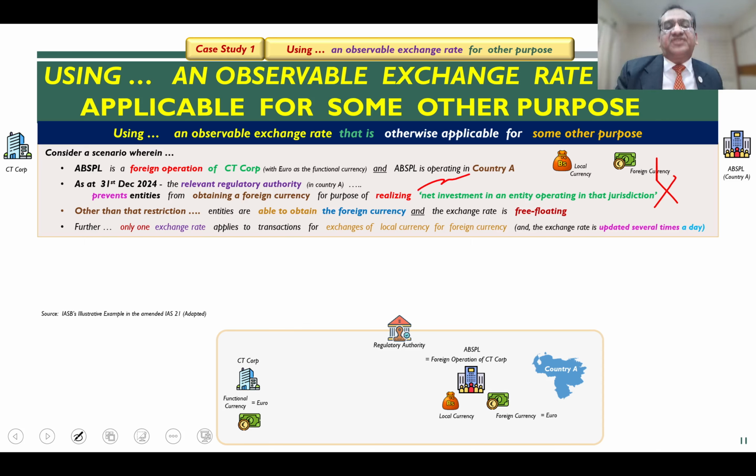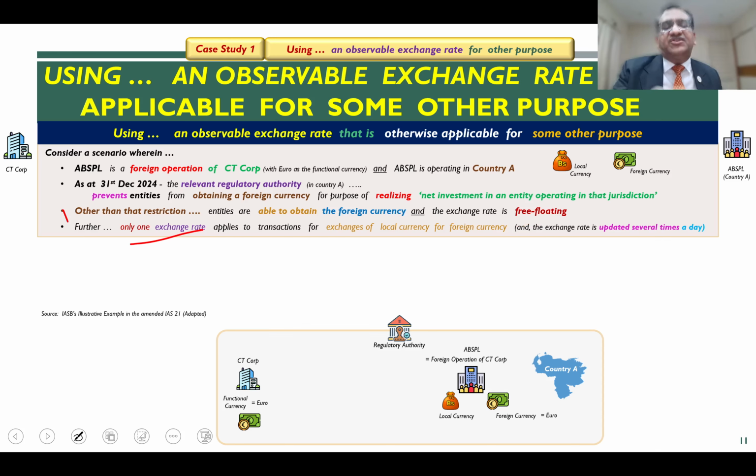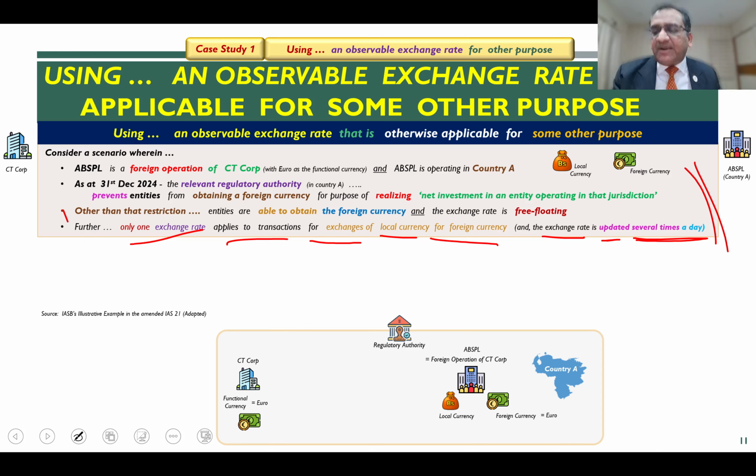But other than this restriction, look at the third point. Other than this restriction, entities are able to obtain foreign currency and the exchange rate is free floating. That means for this particular purpose, exchangeability doesn't exist, but it does exist for other purposes. And for those purposes, it is free floating. Right? Look at the fourth point. Further, only one exchange rate applies to the transaction in that jurisdiction for the exchange of local currency for foreign currency. And the exchange rate is updated several times a day.